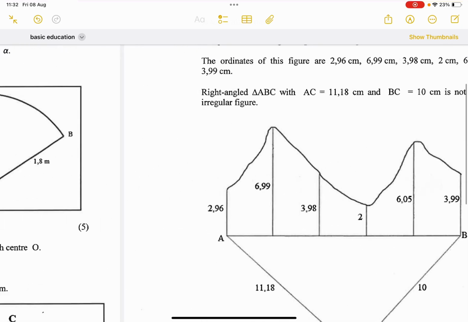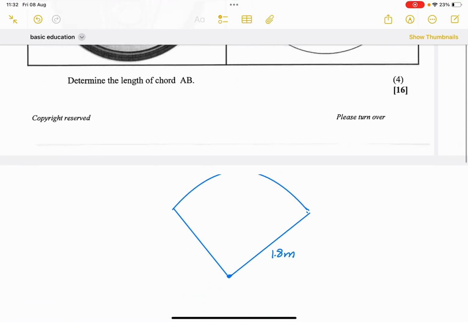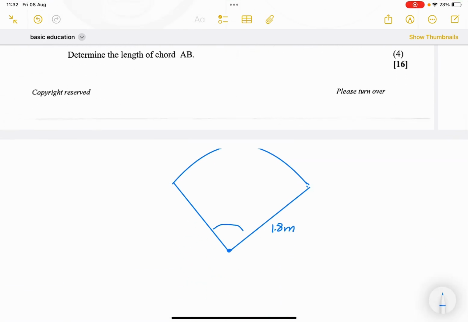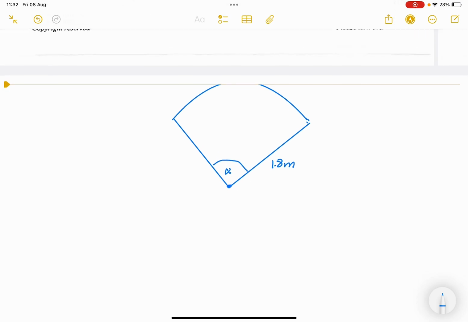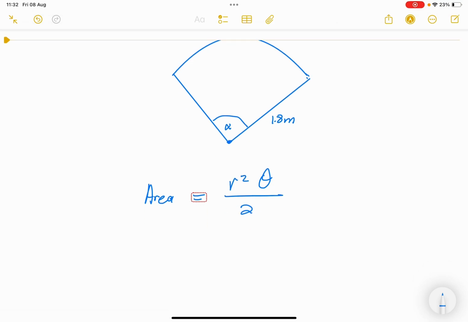So we know that we've got the radius. We're looking for the angle, well, not theta this time, but alpha. I've taken the liberty to redraw it here so that we can actually see it, because I want to do the calculation over here. So we said the area of a sector is equal to r squared theta over 2. We're given the area to be 2.5 square meters, and our radius is 1.8, squared.